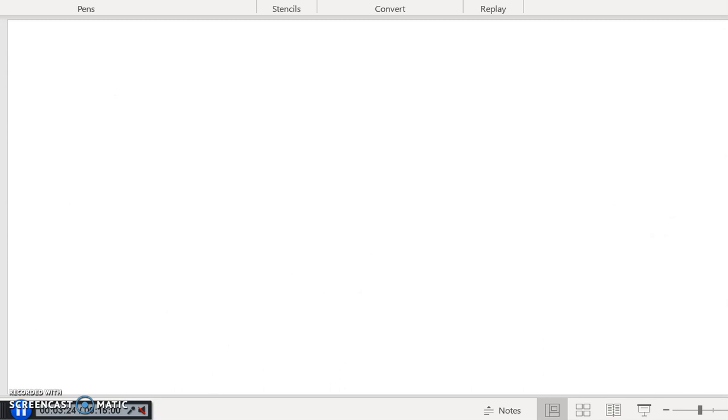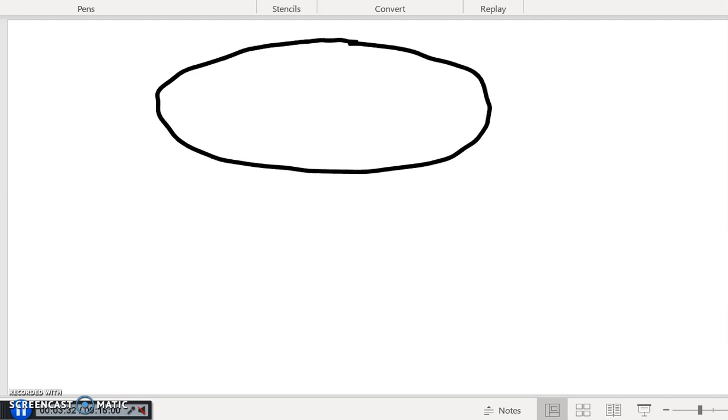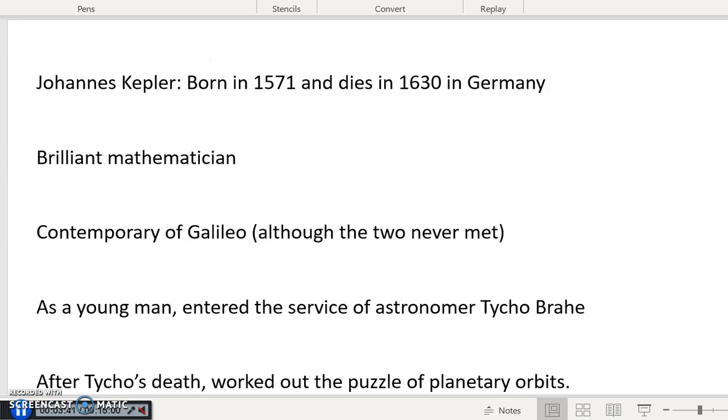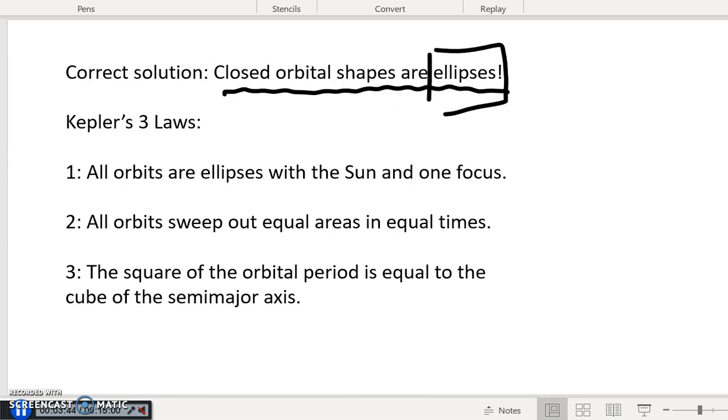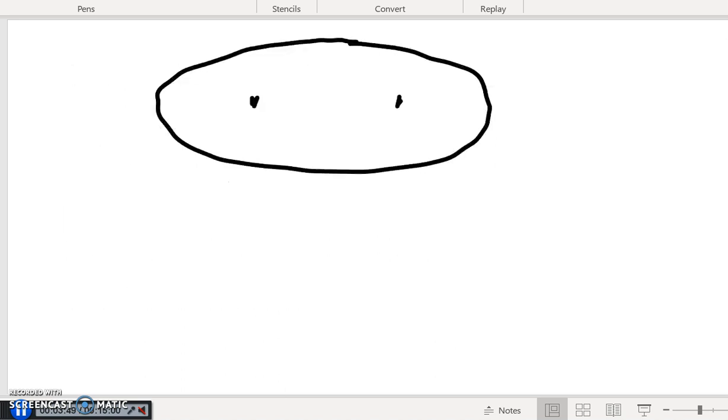So now, what does all this have to do with Kepler's laws? Let's go through these one by one, and let's redraw an ellipse, which will just represent the orbit of any planet. Kepler's first law says all orbits are ellipses with the sun at one focus. So if I have a planet orbiting around the sun, then the orbit will describe an ellipse, and the sun will be at one focus.